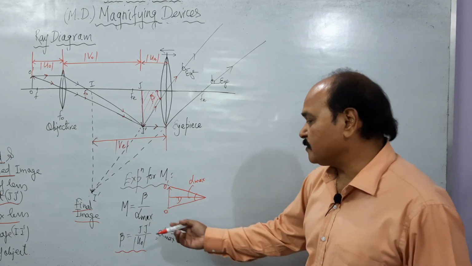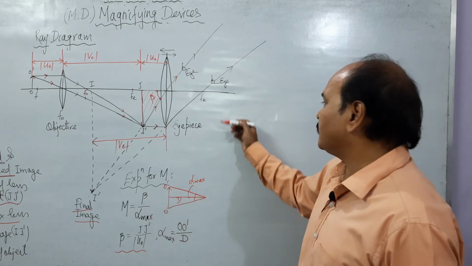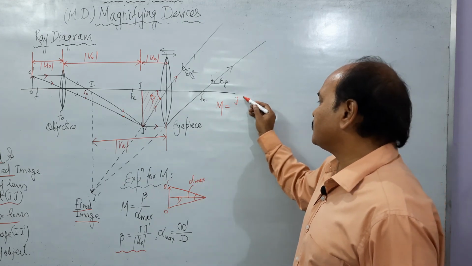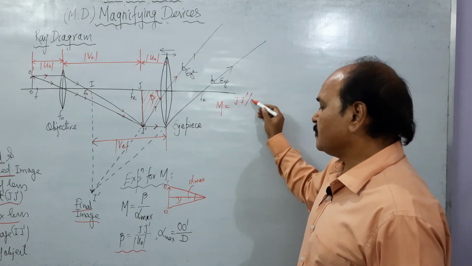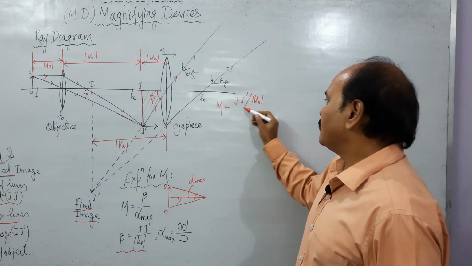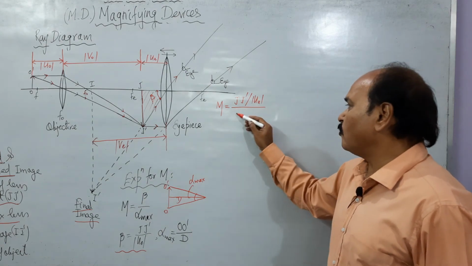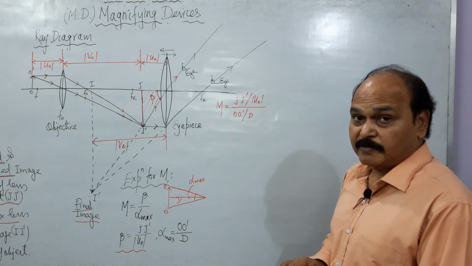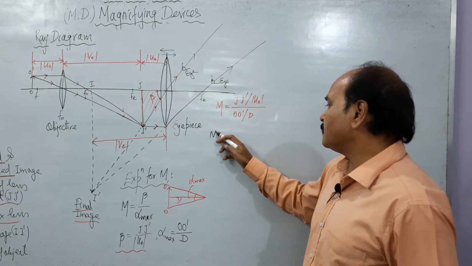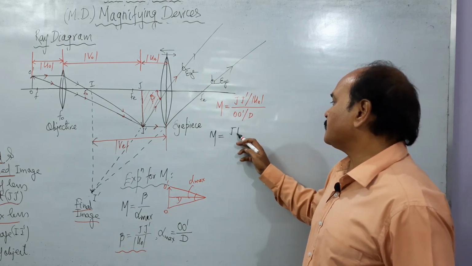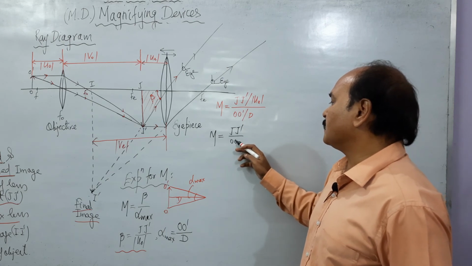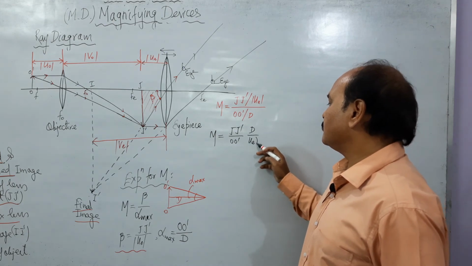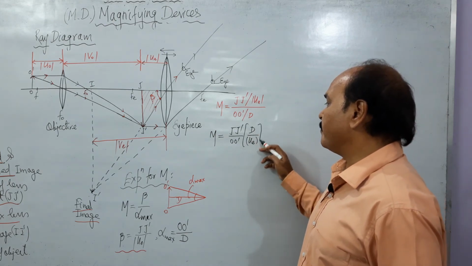So what is M? This M is going to be beta upon alpha. Let us substitute the values of beta and alpha. Beta is JJ dash upon UE, and alpha max is OO dash upon D. Well, we can see that this M comes out to be JJ dash upon OO dash, and then D upon UE. This is the expression for M.